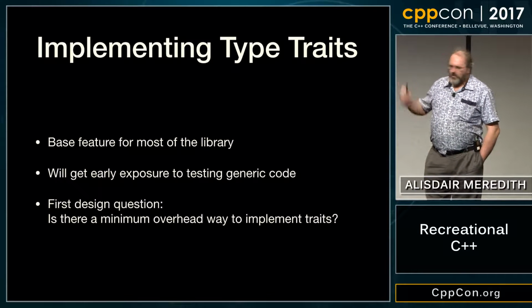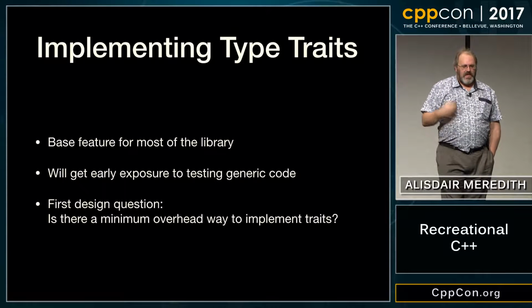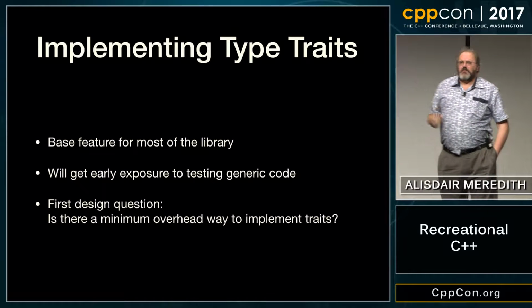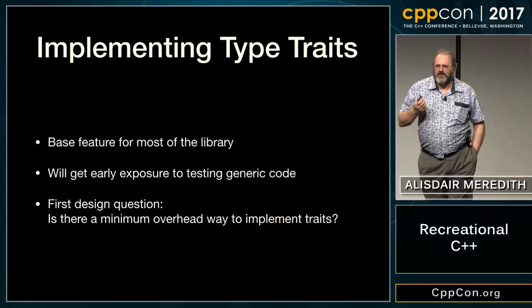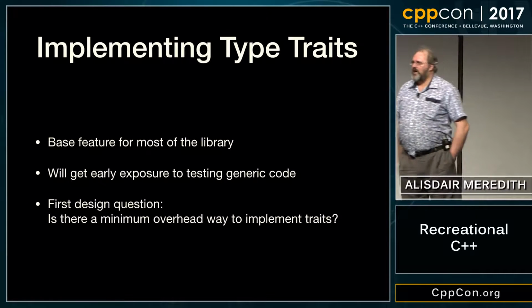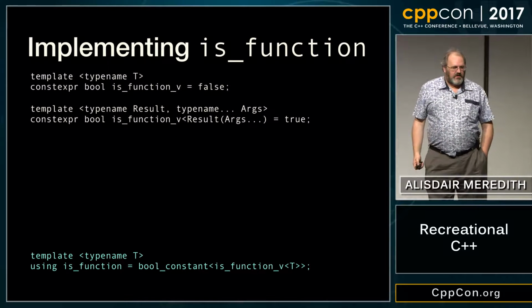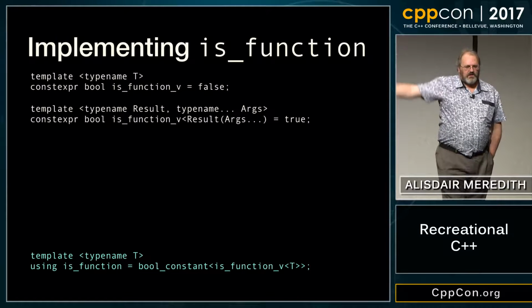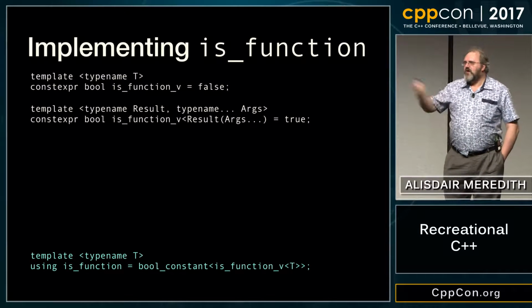So my first design question, thinking about type traits, coming into it new for C++17, is there a minimum overhead kind of implementation I can come up with for the type traits? How can I cut out any of that latent fat that might be there? So this is what I came up with. You can see from the top, I'm doing the is_function trait, and I start with the variable template.